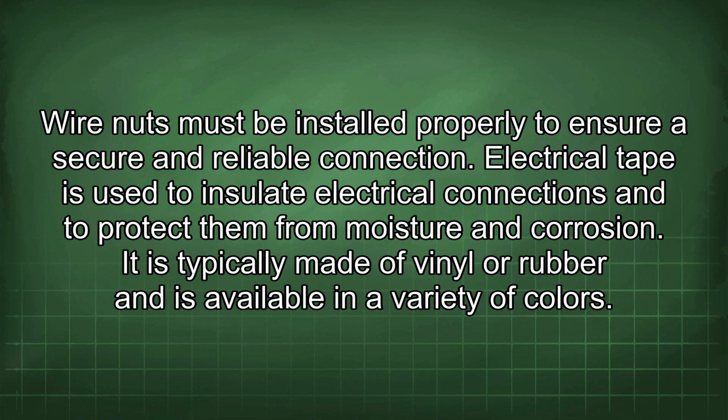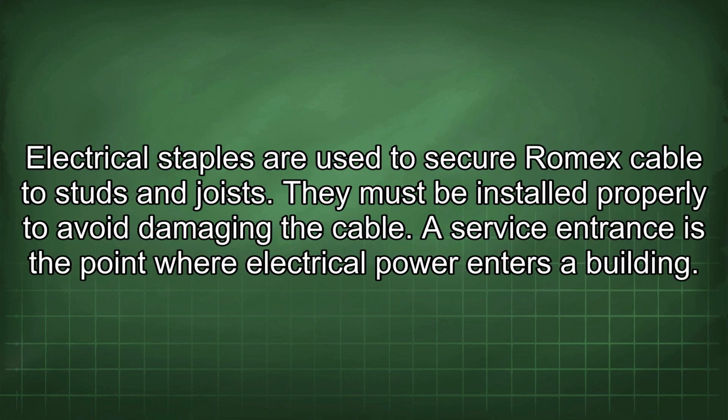Electrical tape is used to insulate electrical connections and to protect them from moisture and corrosion. It is typically made of vinyl or rubber and is available in a variety of colors. Electrical staples are used to secure Romex cable to studs and joists. They must be installed properly to avoid damaging the cable.